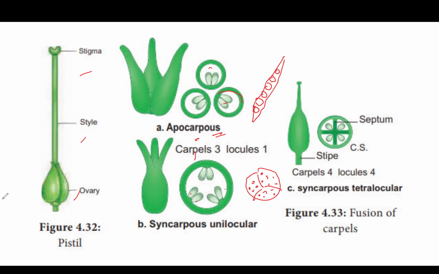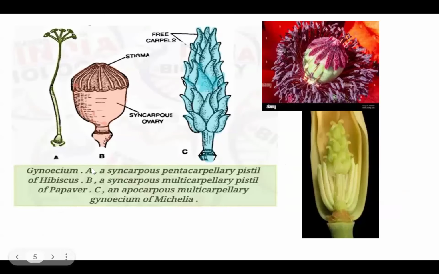So this is about how I segregate the flowers as per the carpels present. Here I've given you an example. In the gynoecium, I have the hibiscus flower, which is monocarpellary. In syncarpous, multicarpellary, I have papaver. And Michelia, which is champak, I have as apocarpous, or free in nature.